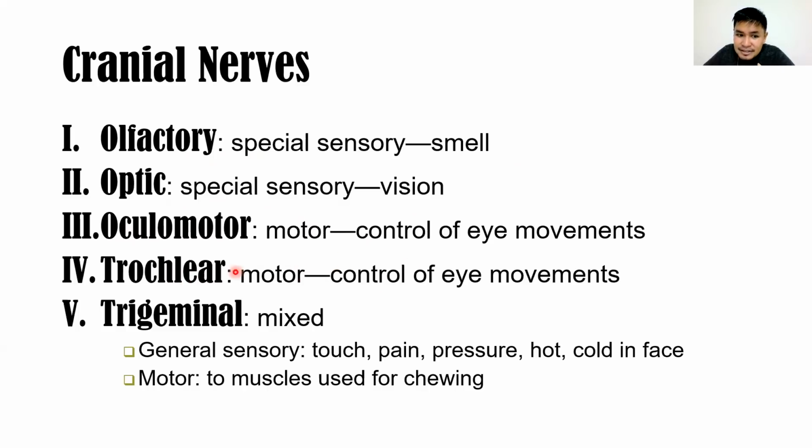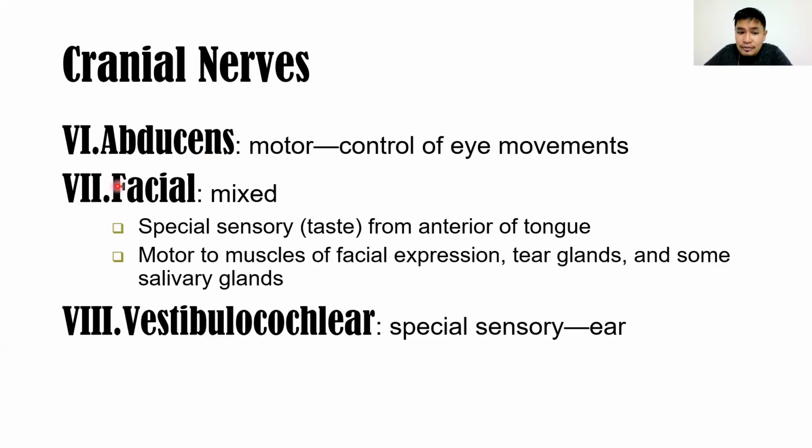Motor, they control eye movements. Trigeminal is mixed, both sensory and motor. General sensory for touch, pain, pressure, hot, cold in the face. Motor to muscles used for chewing, particularly for the third branch, the mandibular branch of your trigeminal nerve. Your facial nerve is also mixed, special sensory for taste for the anterior 2/3 of your tongue. Motor to muscles of facial expression: ask the patient to smile, raise eyebrows, close eyes, etc. It should be symmetrical. Motor to muscles of facial expression, glands, and some salivary glands.